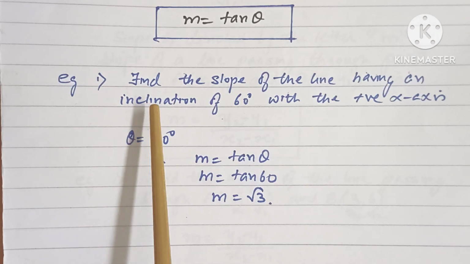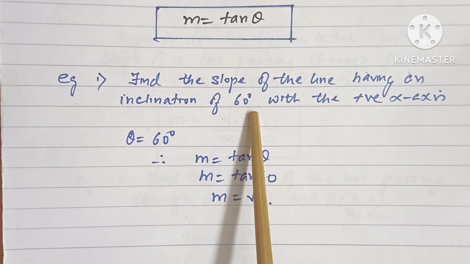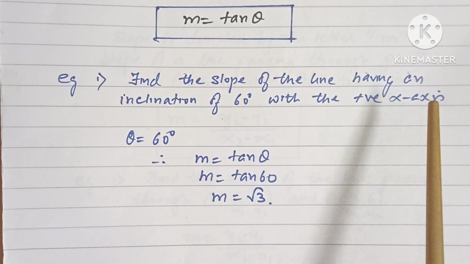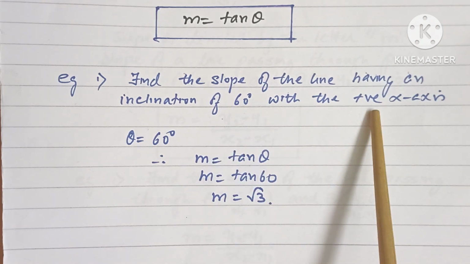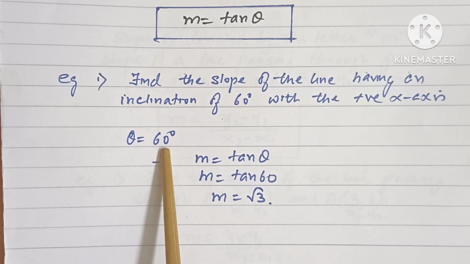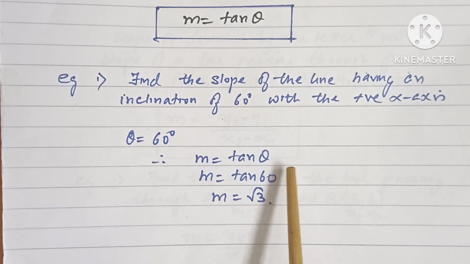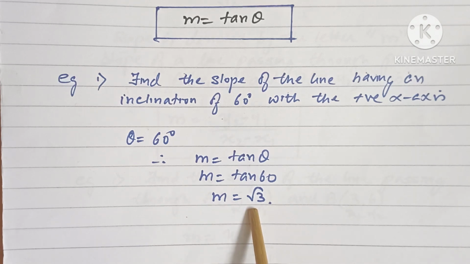So now let us see an example. Find the slope of a line having an inclination of 60 degrees with the positive x-axis. Now it is given here that the inclination is 60 degrees with the positive x-axis. So theta is 60 degrees. Now slope m is equal to tan theta. That is, m is equal to tan of 60 and tan of 60 is root 3. Therefore, m is equal to root 3. That is, the slope of the line equals root 3.